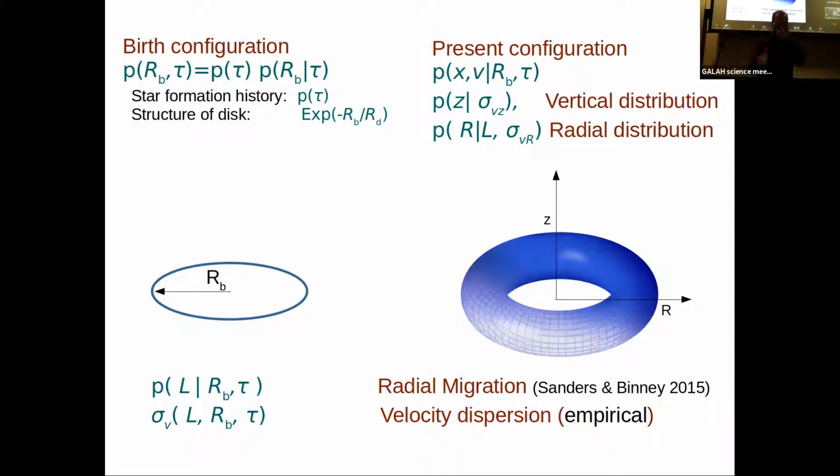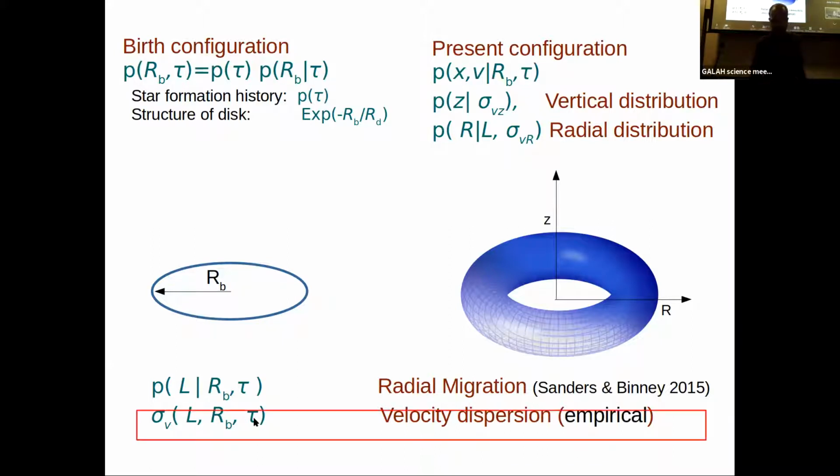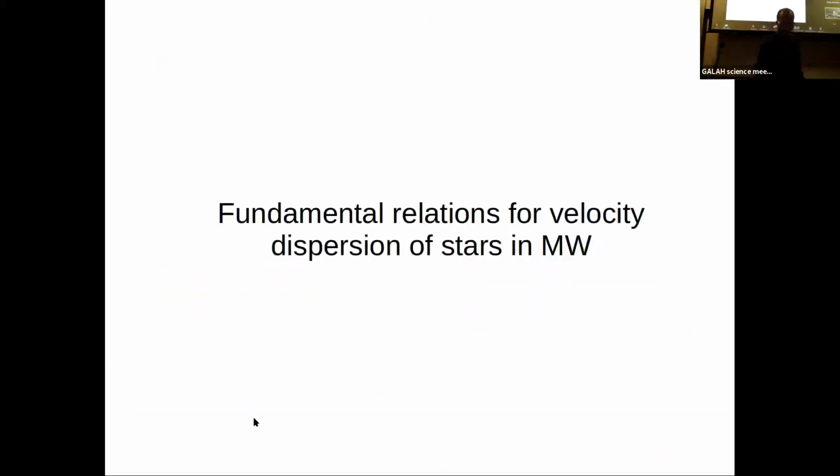So to understand the distribution of stars now, you need to understand the velocity dispersions, specifically how they vary with L, birth radius, and age. So I'll take a short digression to understand the fundamental relations that govern the velocity dispersion of stars.